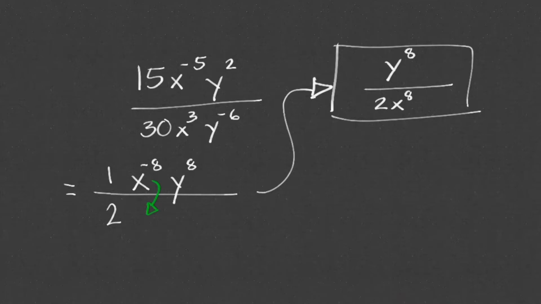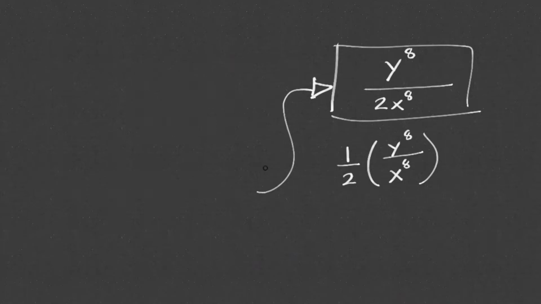And if you're confused, where did the 1 go? So take note that this answer is also equal to 1/2 times y raised to the 8th power over x raised to the 8th power. So your answer can be either of the two. They're just the same. Let's have another example.